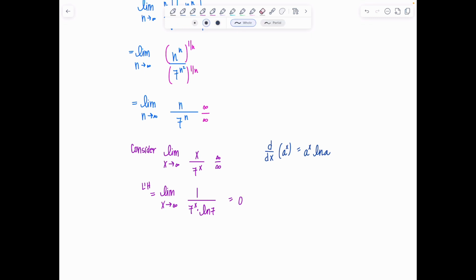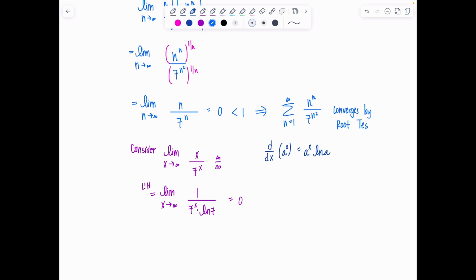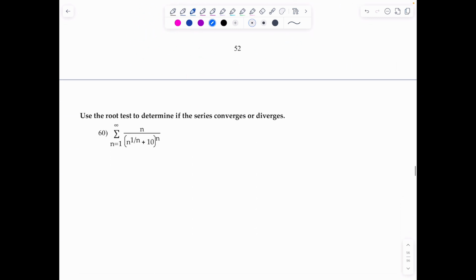Good. So this limit that I was looking at earlier is 0, which is less than 1. And now I can say that the sum, n equals 1 to infinity, of n to the n over 7 to the n squared converges by the root test. Good. How was that? I have three more root tests for you guys. Oh yeah, we're going to be pros by the end of this video.